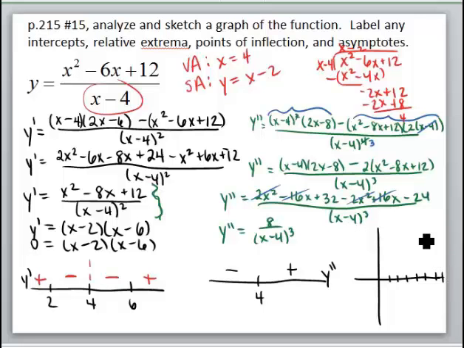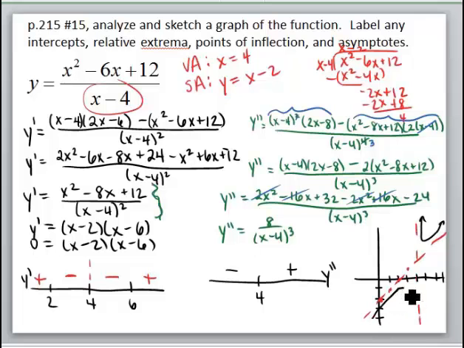I have a vertical asymptote at x equals 4. I have a slant asymptote at y equals x minus 2, so that would be here, up 1 over 1, up 1 over 1, up 1 over 1. There's my slant asymptote. And then I know that it is concave up and concave down. Is concave up over here and concave down over here. So basically I know it's going to squeeze in between these parts.